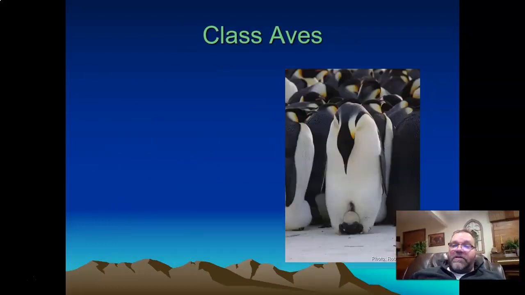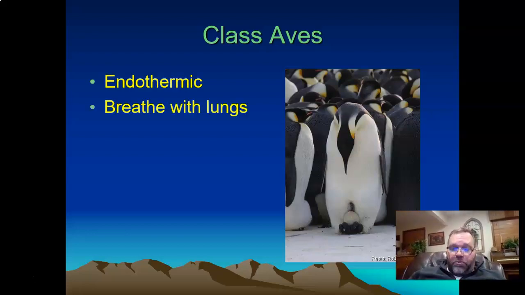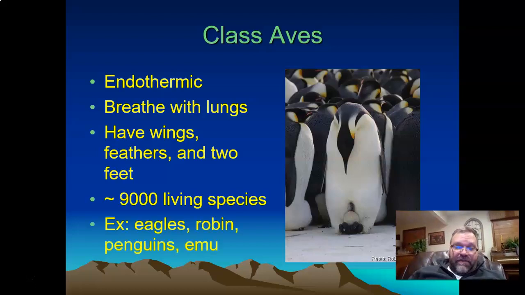All right, let's talk about aves. Aves are birds. They are endothermic, warm-blooded, just like we are. They also breathe with lungs, just like we do. They have wings, feathers, and 2 feet. So that's what separates class aves from all these other classes. They have wings, feathers, and they're bipedal, or 2-footed. And there are about 9,000 living species: eagle, robin, penguin, emu, etc.